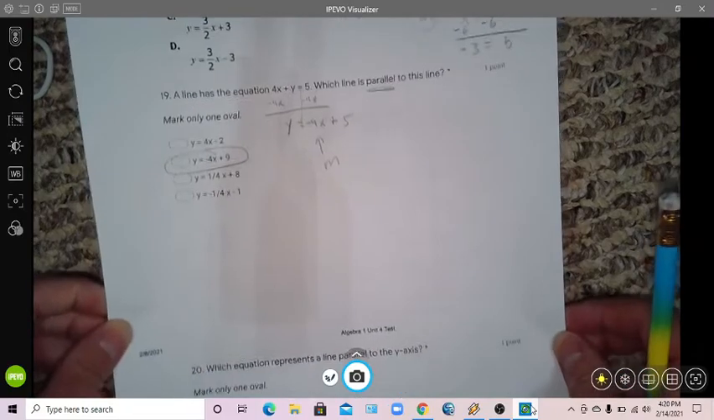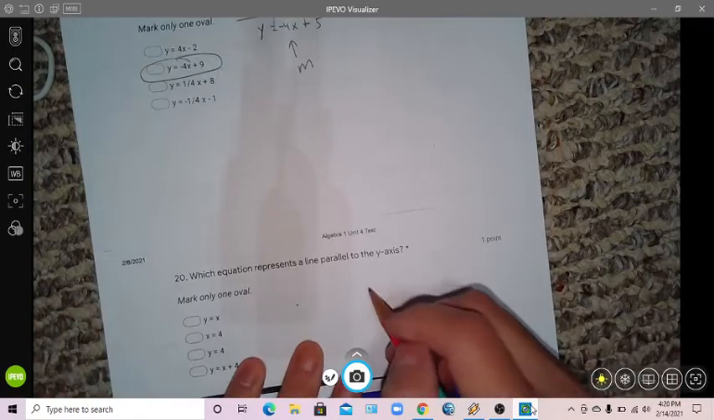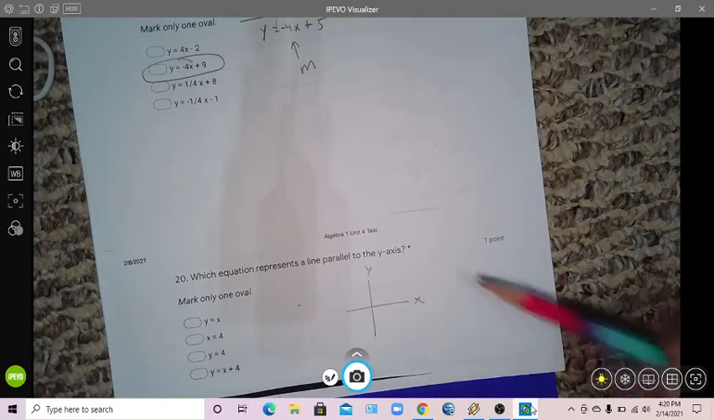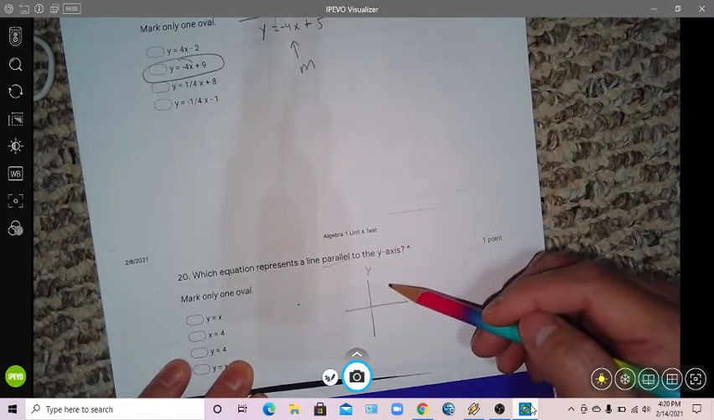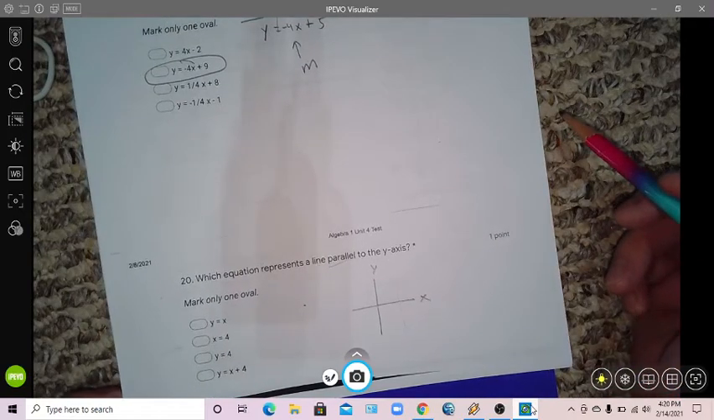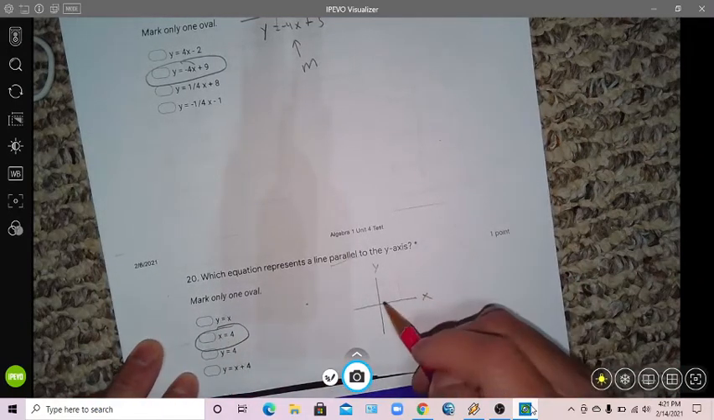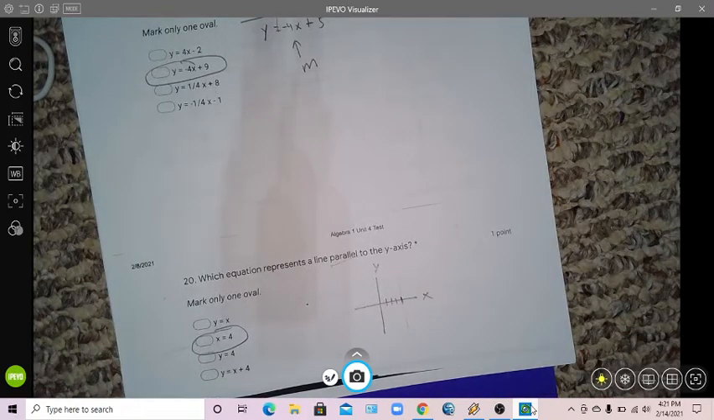Okay, so number 20, which equation represents a line parallel to the y-axis? If I draw my x and y, if a line is parallel to the y-axis, it's going to be a vertical line. It's going to be an x equals equation, an x equals a single number. Well, there's x equals 4, right? 1, 2, 3, 4. You have a vertical line, parallel to the y-axis.